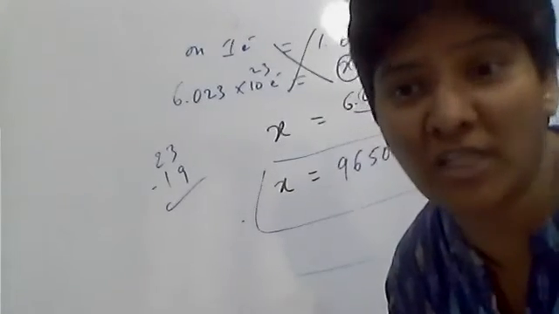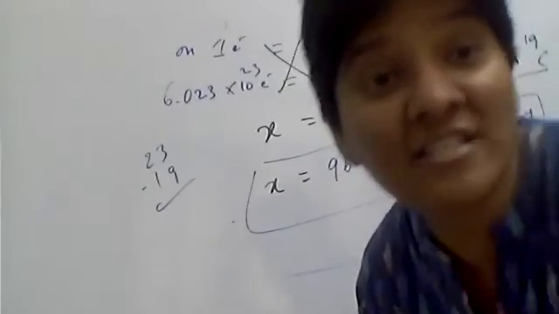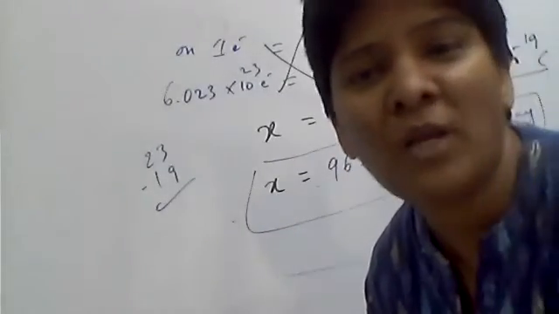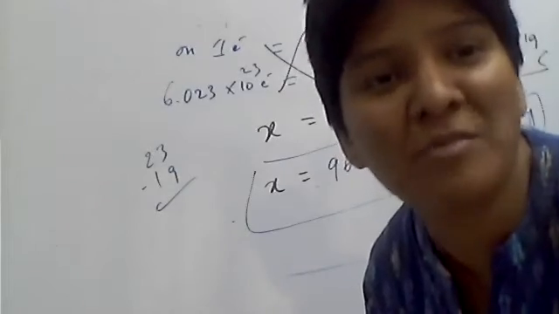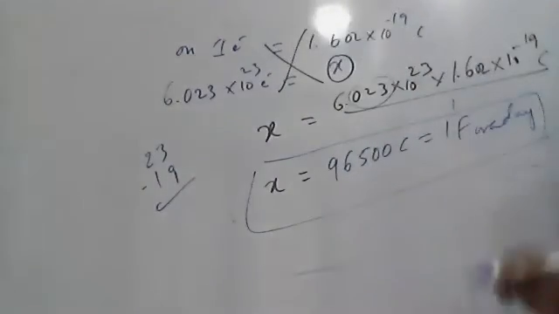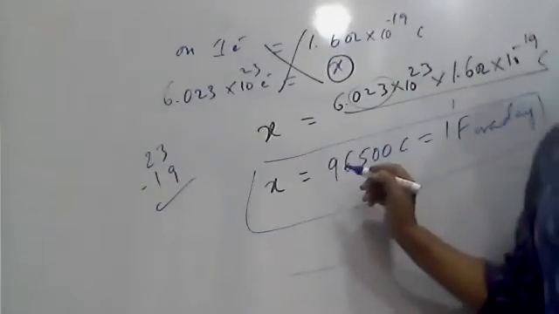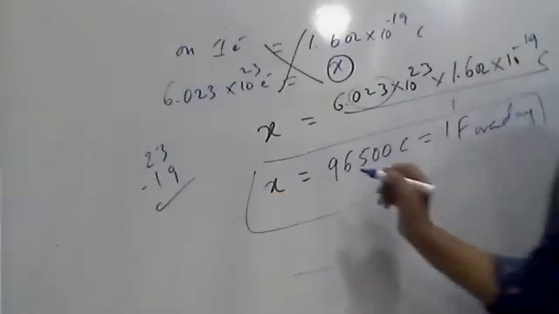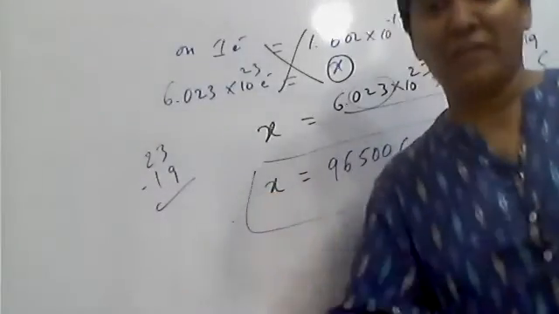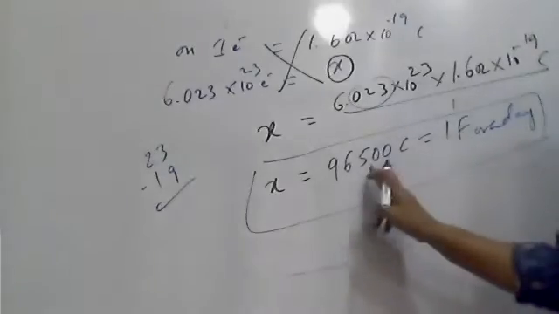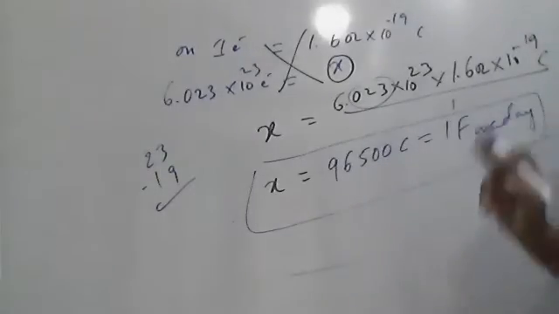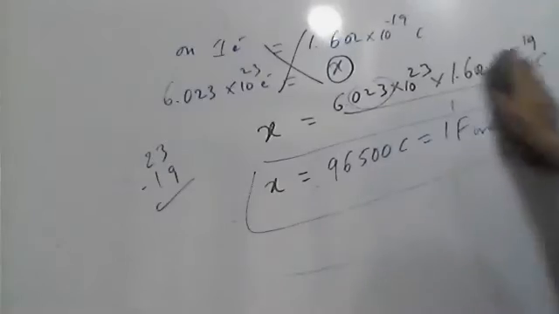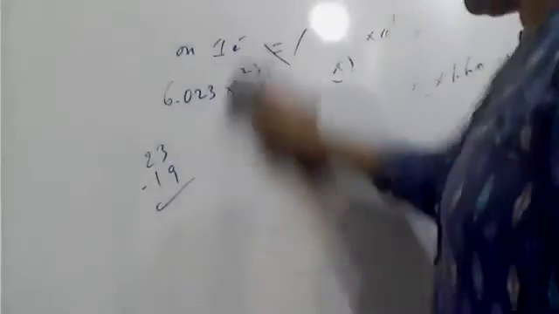So in the options, you will definitely get a value close to this. This is a trick to solve the problems quickly, in less than 1 minute. When you calculate, you will get a value like this, then you can put your mark. The calculated value is a rounded value, 9650 coulomb, that is 1 Faraday. Next, we'll go for another problem.